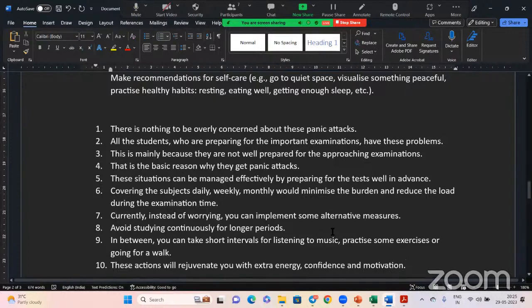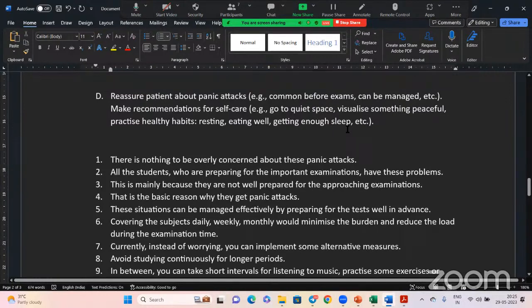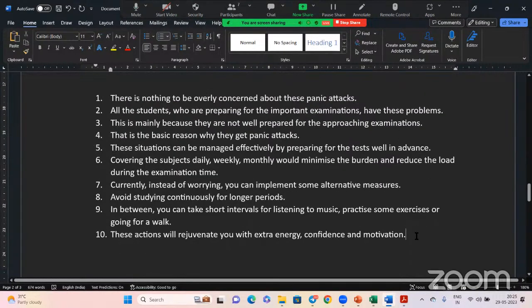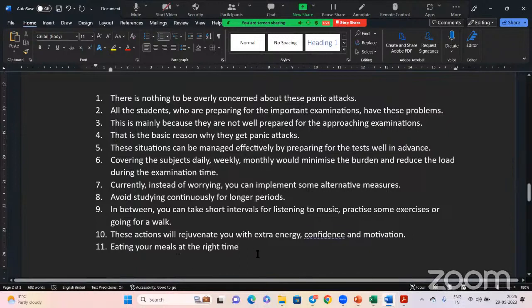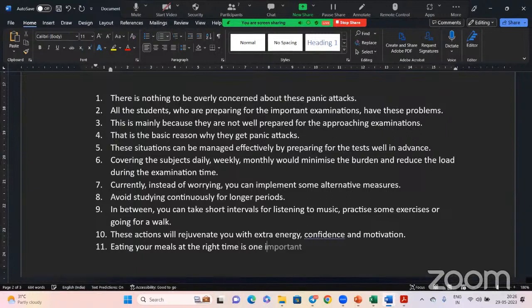Okay. So these are the things we can say. Next step. So practice some healthy habits such as resting, eating well, getting good enough sleep. Eating your meals at the right time is one important aspect.